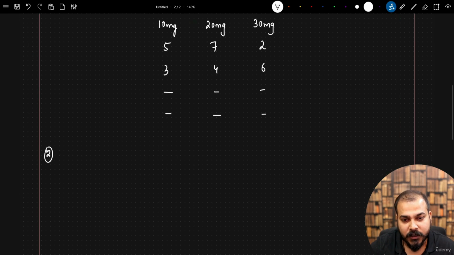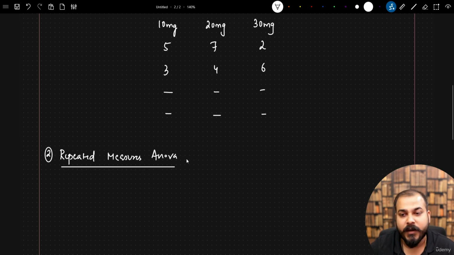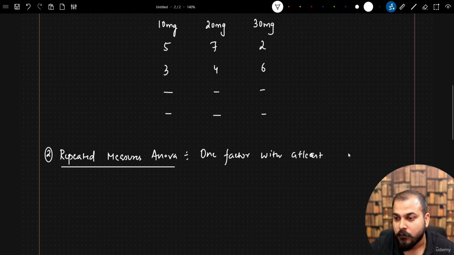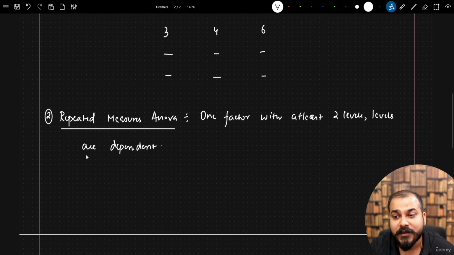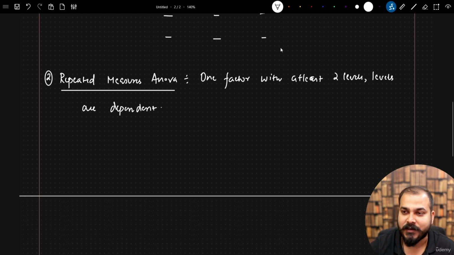The second type is called repeated measures ANOVA. Now in repeated measures ANOVA, here you have one factor with at least 2 levels, and here the levels are dependent. I hope you have understood this. Levels are dependent. Now let's see this with respect to a particular example.